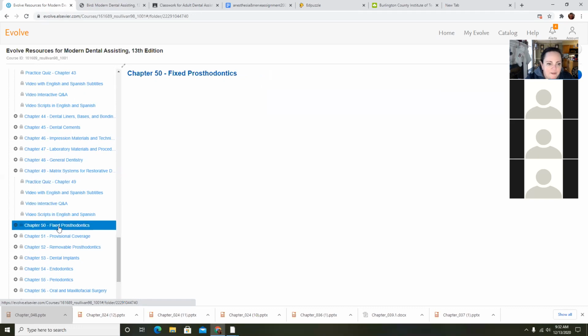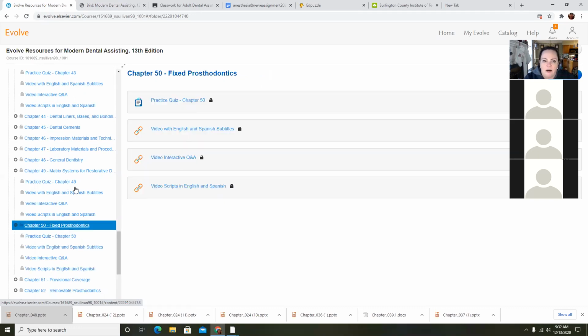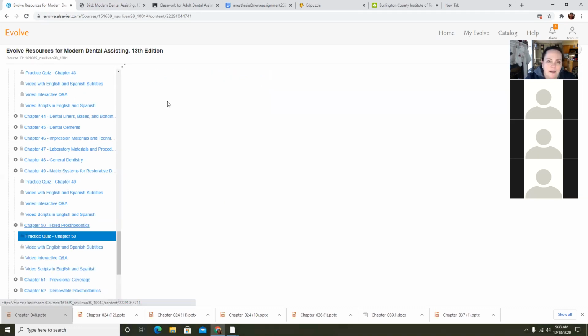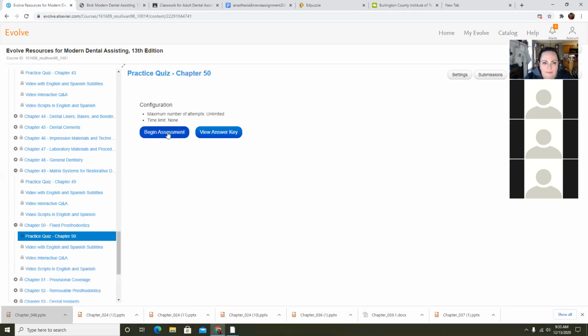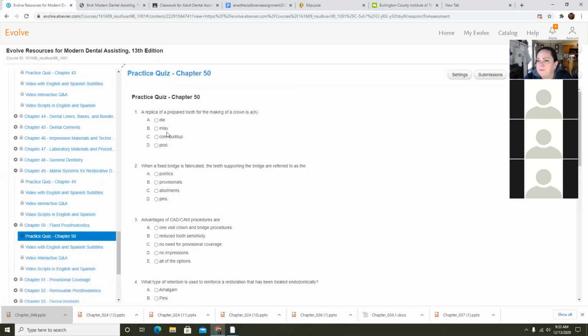Okay. Fixed prosthodontics, let's take the practice quiz and see what you guys know. Fixed prosthodontics include what? Fixed prosthodontics include crowns and bridges, inlays and onlays. Anything that's made outside of the mouth, placed into the mouth and doesn't get removed. Prosthodontics as a whole includes crowns, bridges, and dentures.